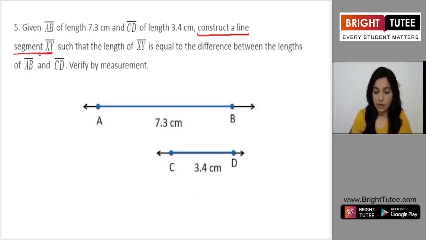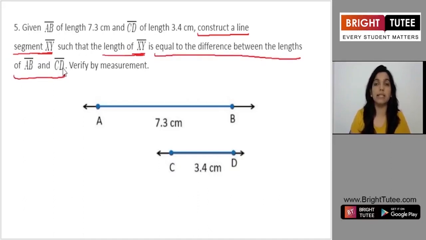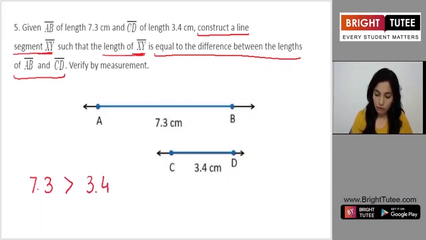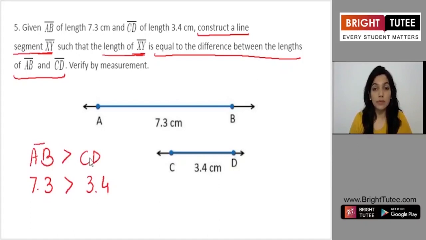Okay. And what is the length of XY? It is equal to the difference between the length of AB and CD. Okay. So it is the difference between the two. That means who's the bigger one? Is AB the bigger line segment or is CD the bigger line segment? I hope you are saying that AB is the bigger line. Correct. Because 7.3 is bigger than 3.4. So AB, this particular line segment is bigger than CD. Okay. And what is the difference between the two? How can you find the difference between the two? Difference, let's write it here.